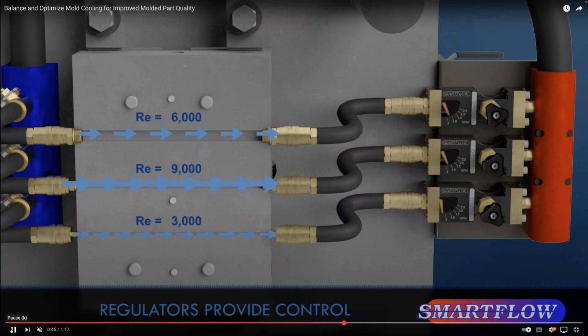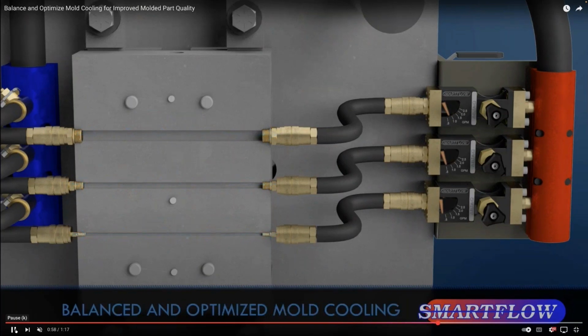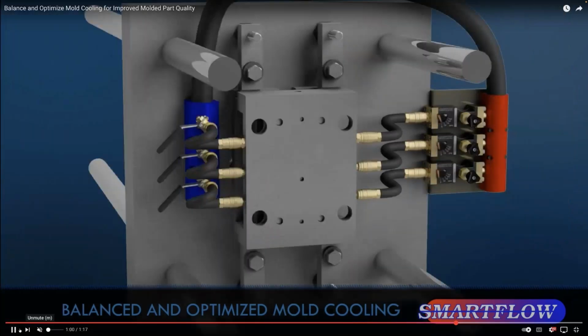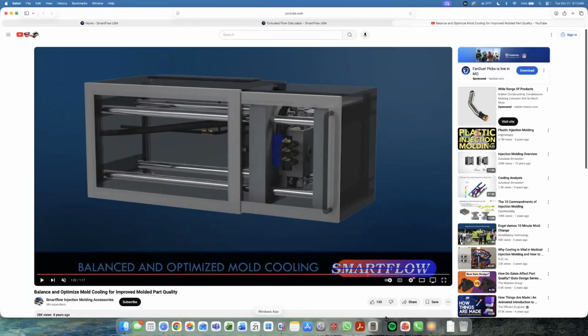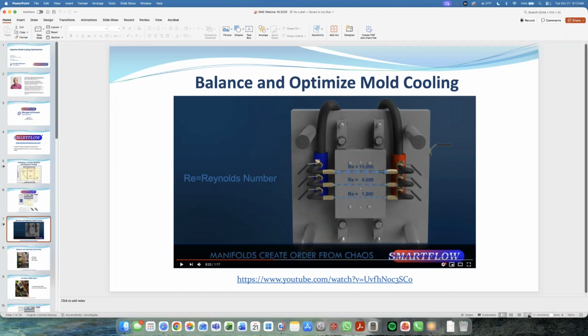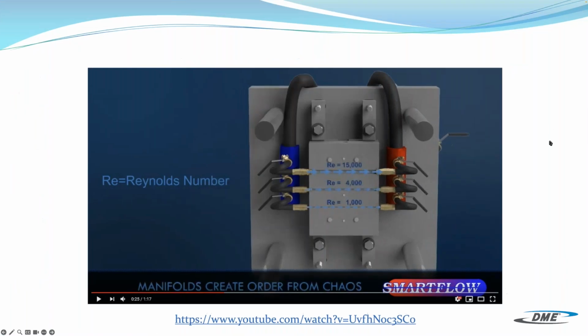So then what we can do is dial back the second circuit to get to that sweet spot 6,000, and it's going to force the additional water to that third circuit. So now we have optimal cooling through all circuits, and that's a balanced and optimized tool at that point. So that is critical for having optimal cooling, is to have a balanced tool.